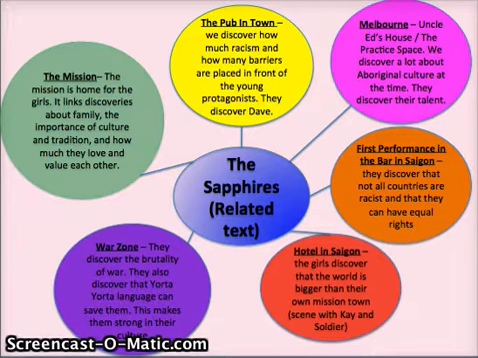In Melbourne, Uncle Ed's house and the practice space, we discover a lot about Aboriginal culture at the time. The Sapphires also discover their talent. At the first performance in the bar in Saigon, they discover that not all countries are racist and that they can have equal rights. At the hotel in Saigon, the girls discover that the world is bigger than their own mission town. And I'm mainly referring there to the scene with Kay and the soldier.